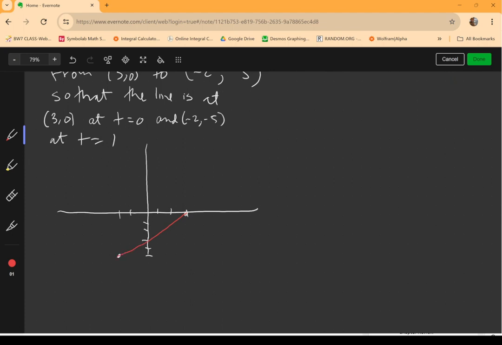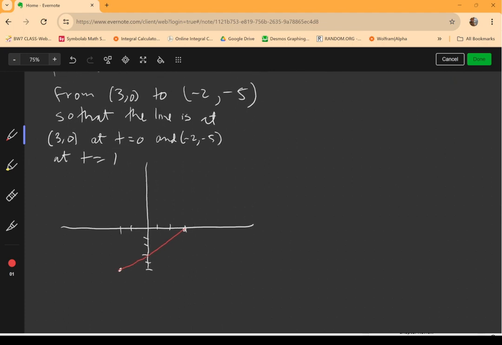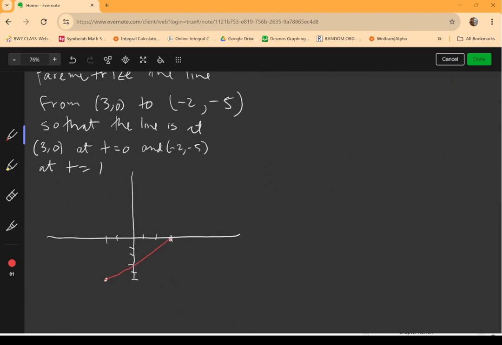And I want to have it in such a way that, remember, we have a sense of direction when we parametrize curves. So what I want is for the line, as t increases, to start here and make its way here.